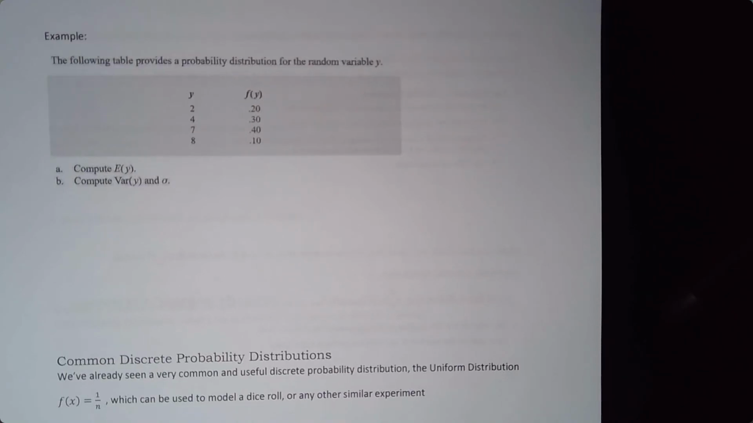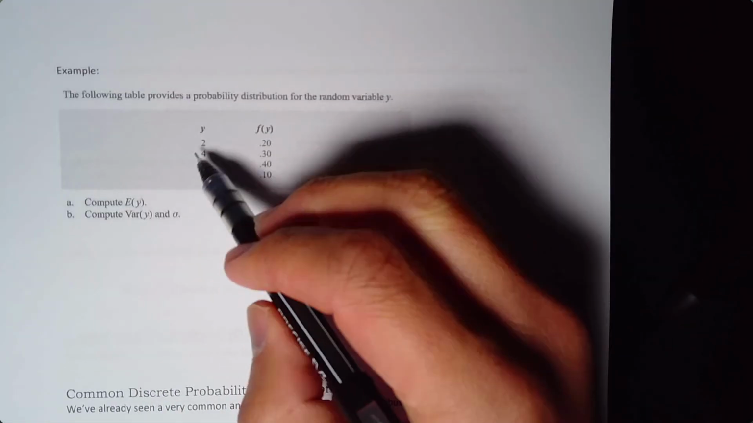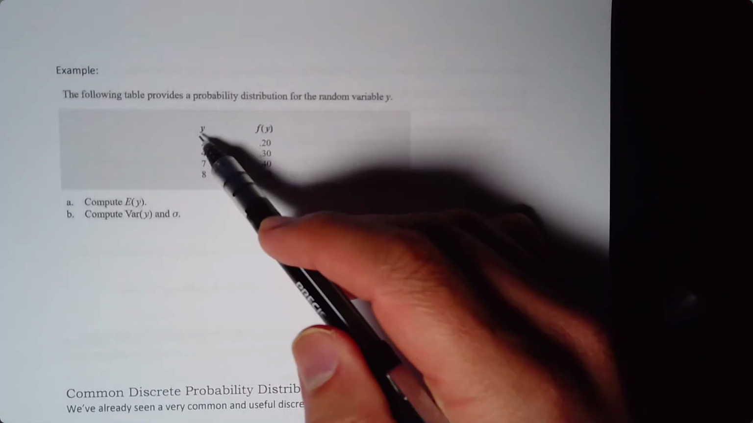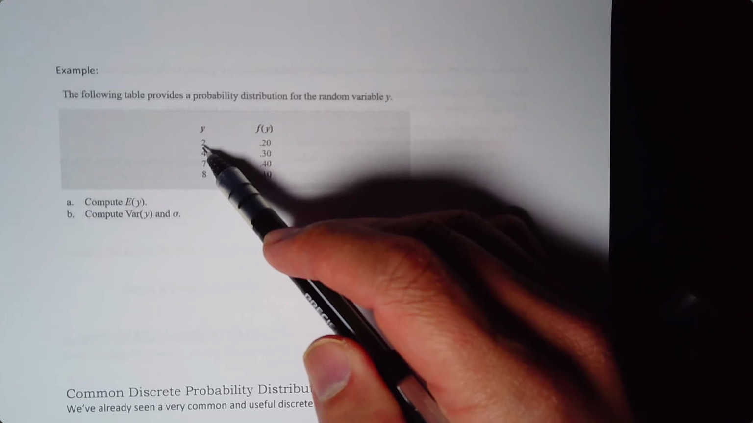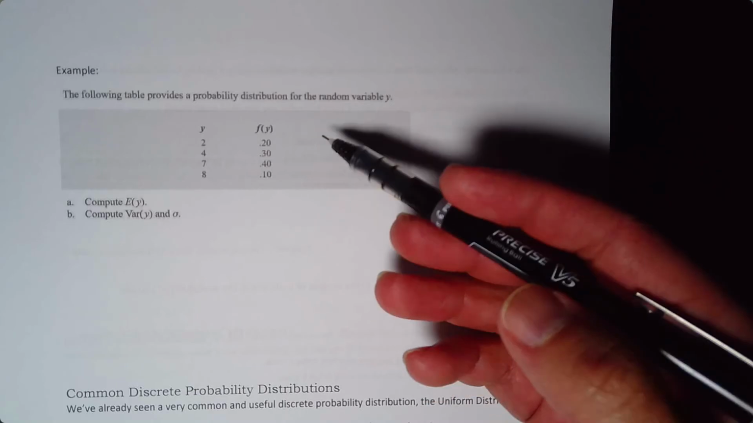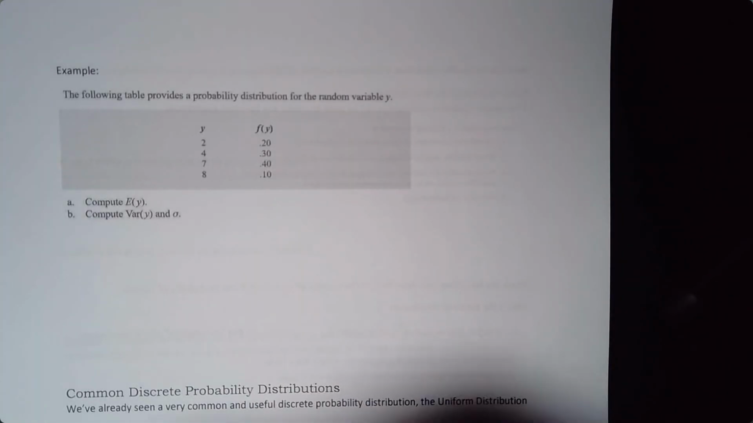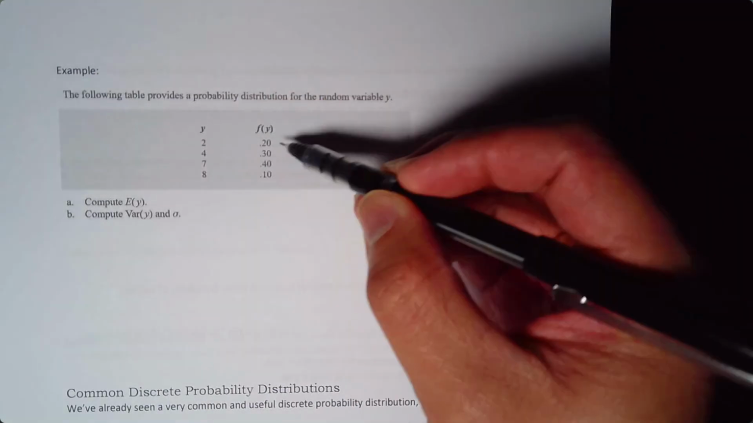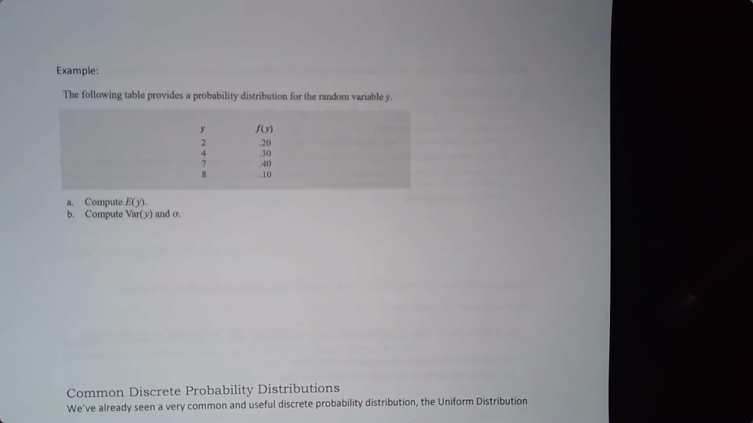Okay, let's do one more example here. I have a table, and I have a random variable y. Don't get too hung up on x, y, or z. We are free to choose whatever letter we like. So here is a random variable y, and there are 1, 2, 3, 4 possible values. By the way, let me just emphasize again, random variable y will always be in terms of a number. So the possible values are 2, 4, 7, 8, and this is the probability of each of those values. Okay, so I want to compute the expected value of y.